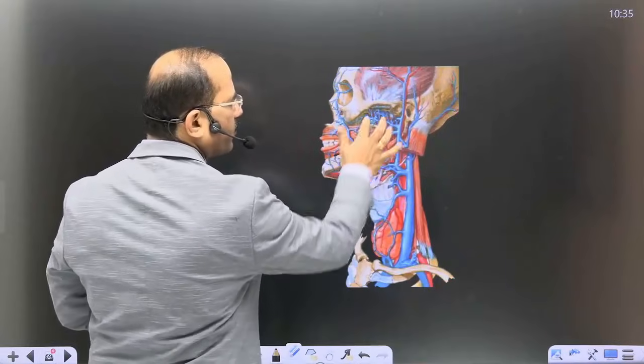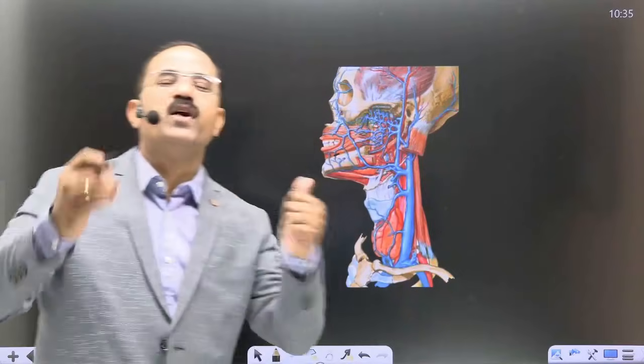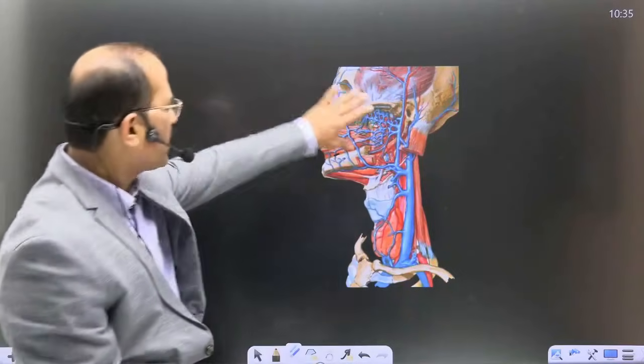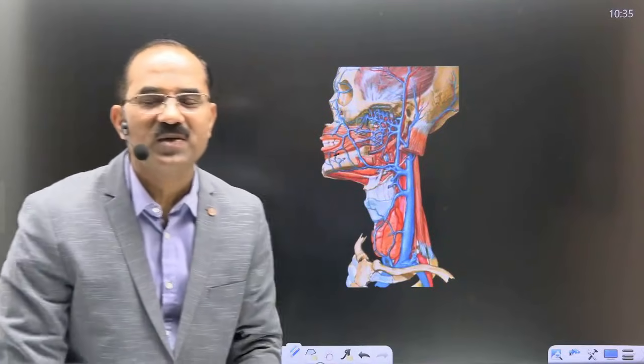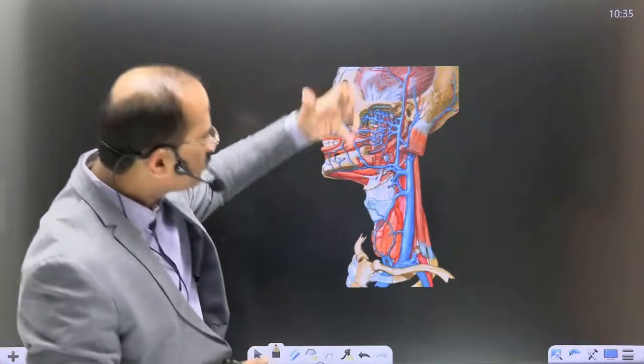This is the infratemporal fossa. What is the first thing that we find in the infratemporal fossa? This plexus of veins. What is this plexus of veins known as? The pterygoid venous plexus. Now we remove this pterygoid venous plexus.